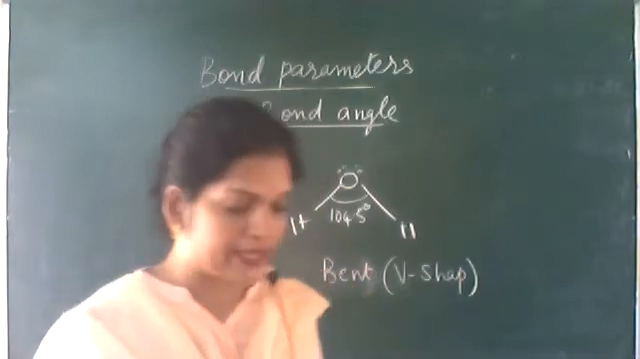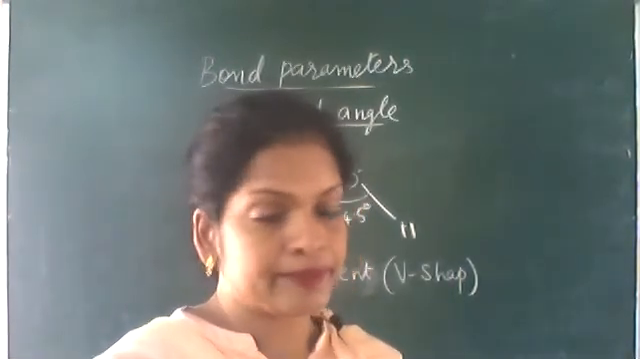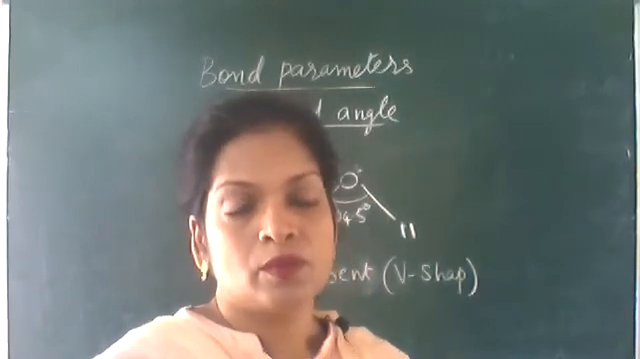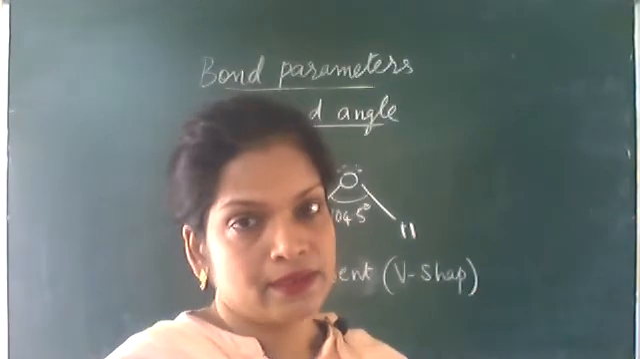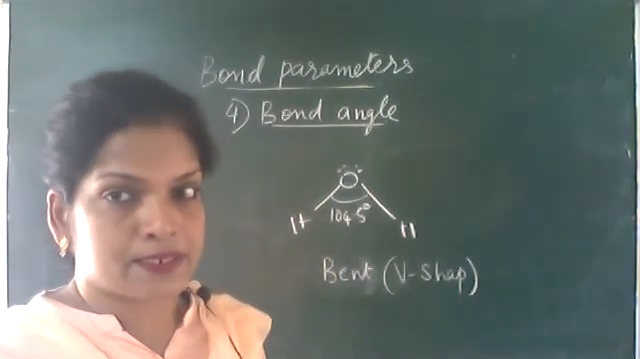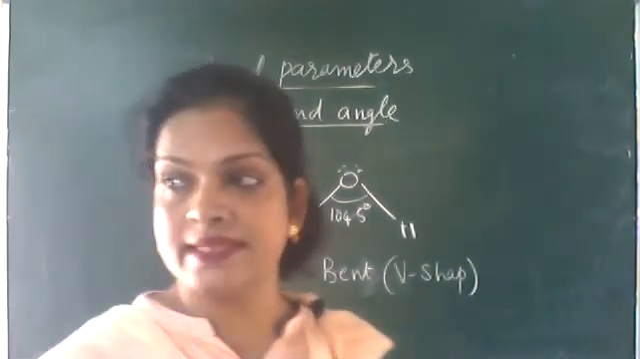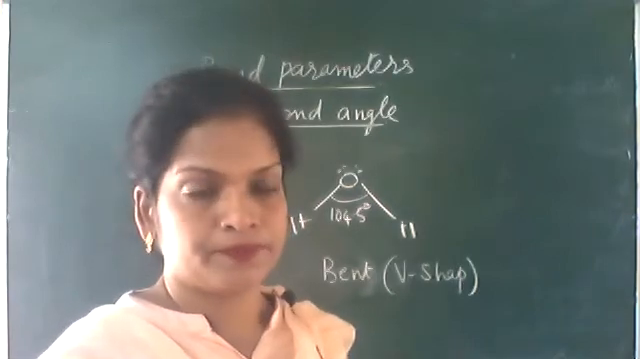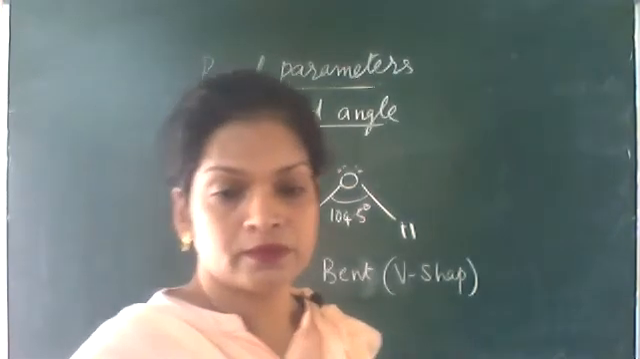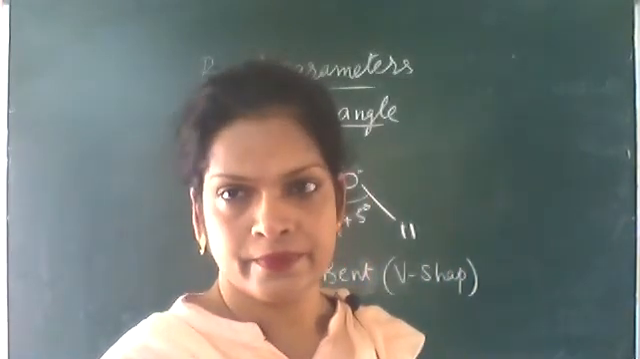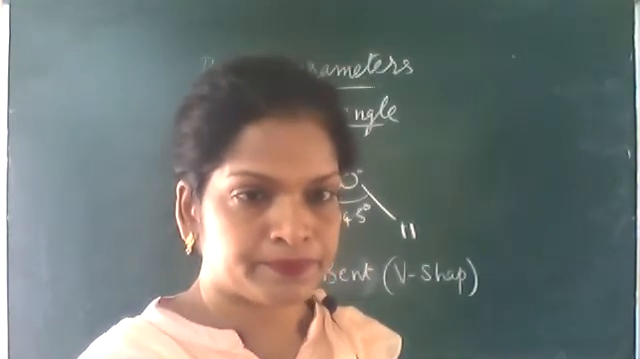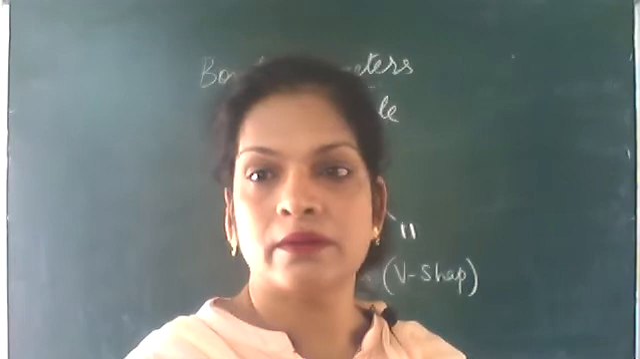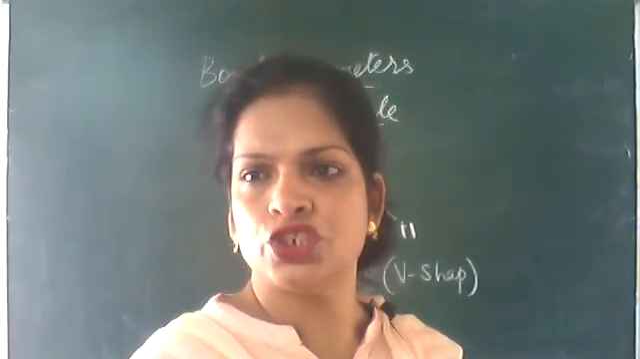So write down the definition for bond angle: angle between the orbitals containing bonding electron pairs around the central atom in a molecule. It is expressed in degrees. It gives the shape of the molecule.